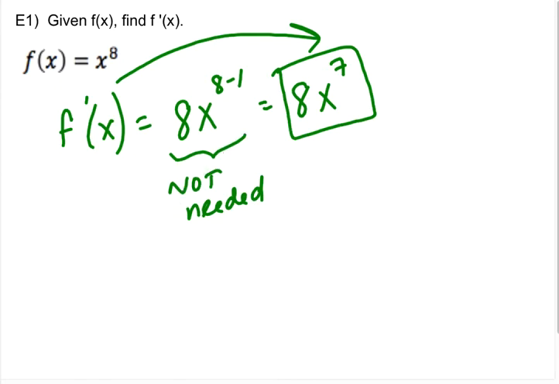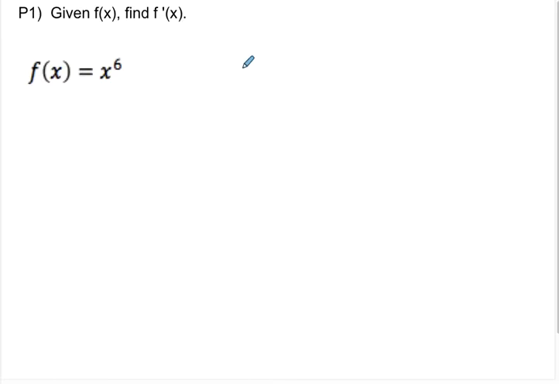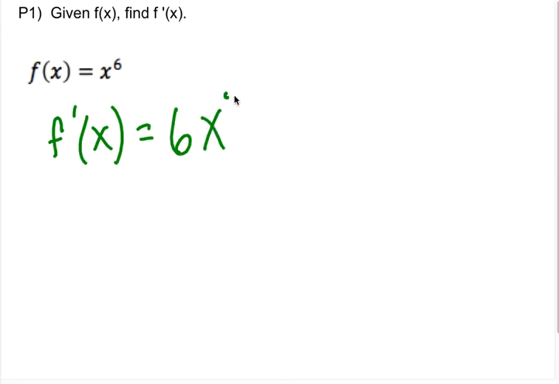All right, let's go ahead and do a P1. You try it before me, pause me if you don't want me to do it. So my f prime of x is going to be a 6x to the 5th, right? And the way I got the 5th was by doing 6 minus 1, right?